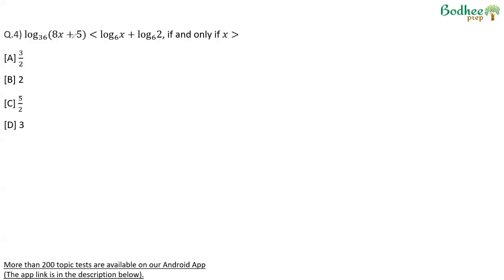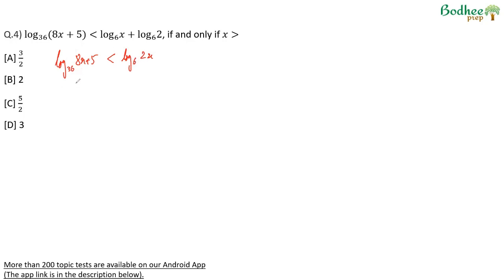Log of 8x plus 5 to the base 36 is less than log of x to the base 6 plus log of 2 to the base 6 if and only if x is greater than. So log of 8x plus 5 to the base 36 is less than log of a plus log of b is log of a into b.